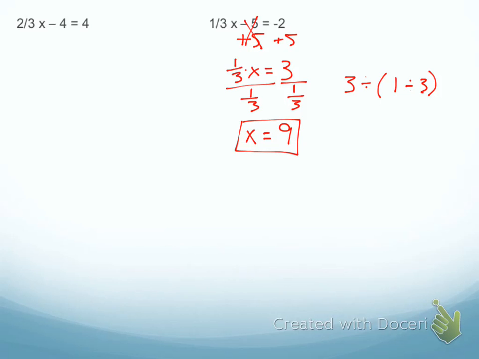Again, I could plug it back into the top for my x. 1/3 times 9 gives me 3. 3 minus 5 gives me negative 2. Negative 2 is equal to negative 2.